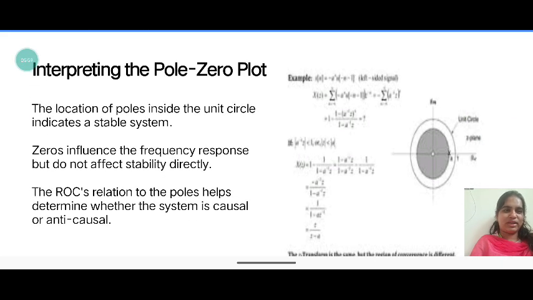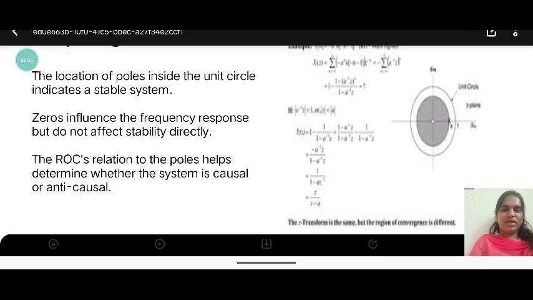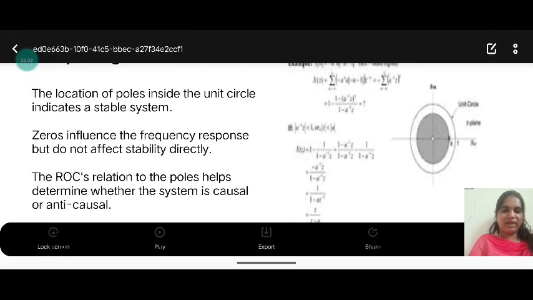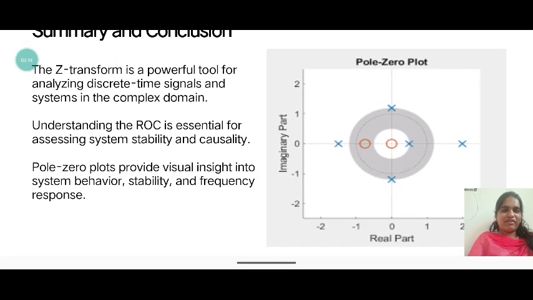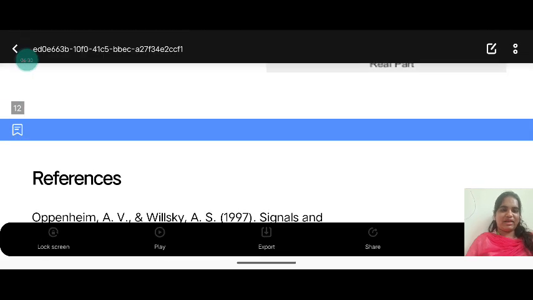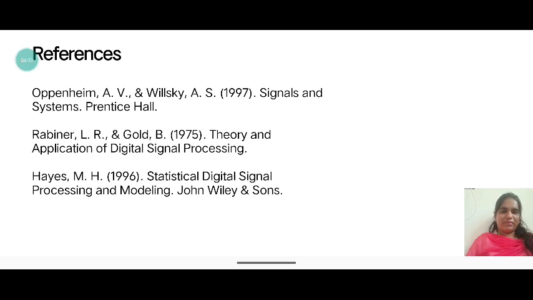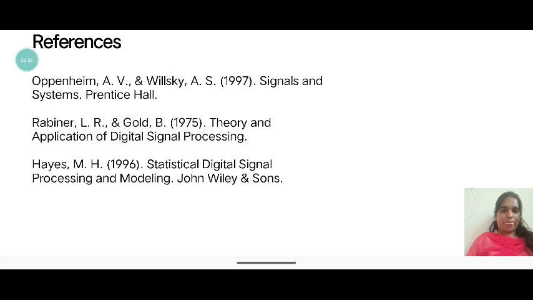Interpretations of the poles and zeros and their locations. The locations of the poles are inside the unit circle in this table. These are the mathematical things for that. The ROC related to poles is helpful in determining whether systems are causal or anti-causal. The Z-transform is a powerful tool for analyzing discrete-time signals and systems in the complex domain. Understanding the ROC is especially important for assessing system stability and causality. Pole-zero plots provide visual insight into system behavior, stability and frequency response. I gave some references for that. These are the references. Thank you.